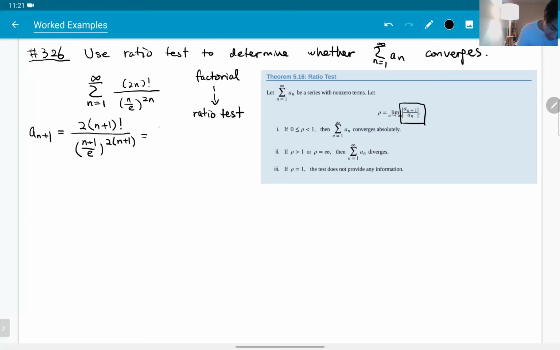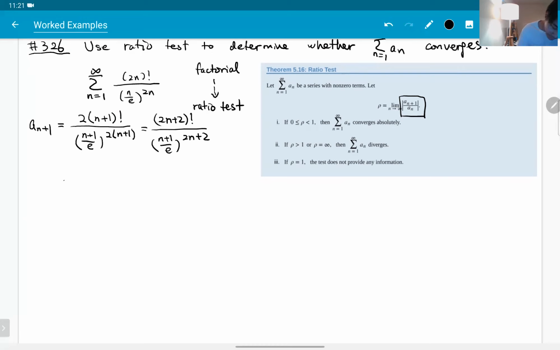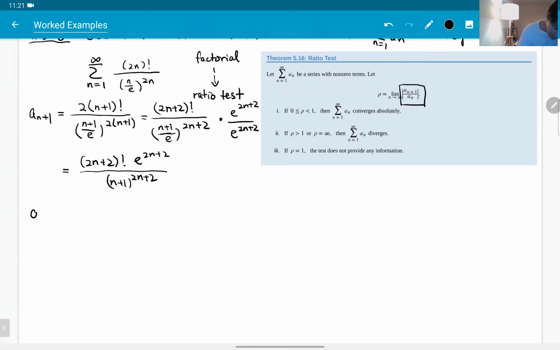It becomes 2n plus 2 factorial over n plus 1 over e times 2n, to the 2n plus 2 power. Now, I want to rewrite this again because I see too many fractions here. So I just multiply the numerator and denominator by e to the 2n plus 2 to write this as 2n plus 2 factorial times e to 2n plus 2 over n plus 1 to the 2n plus 2.